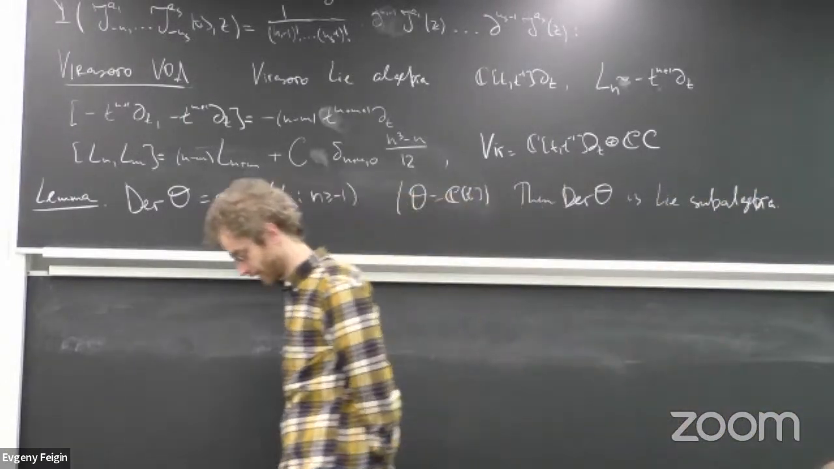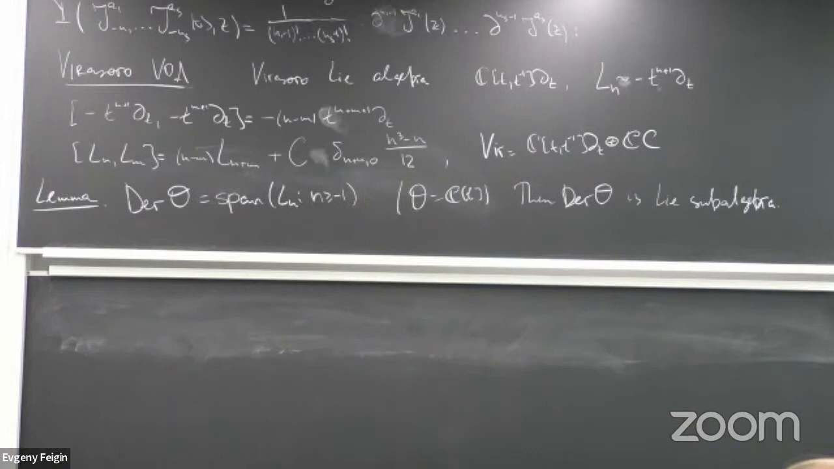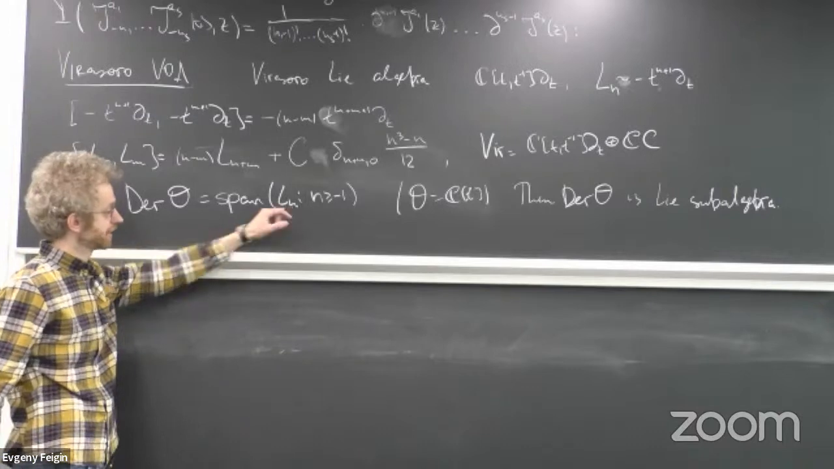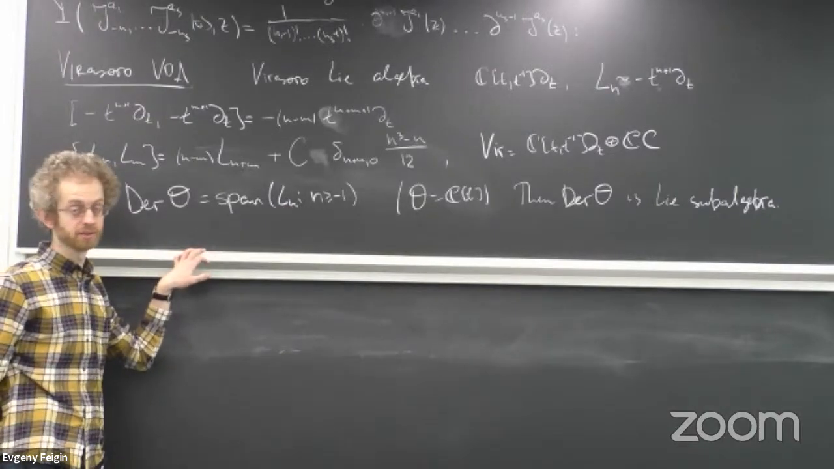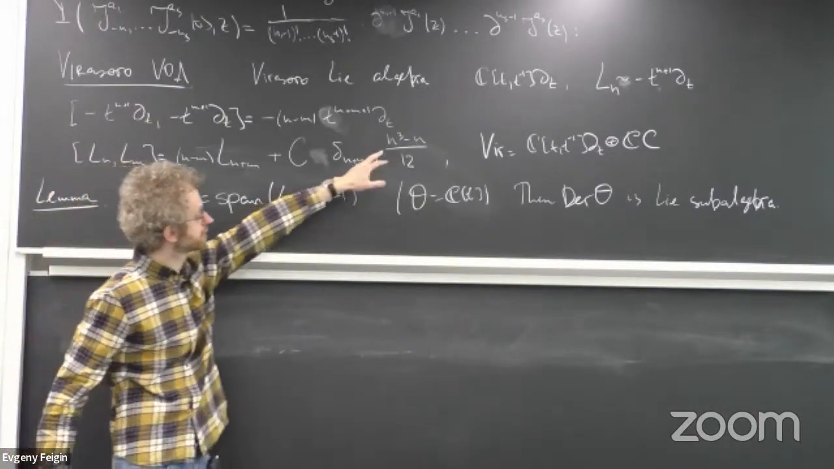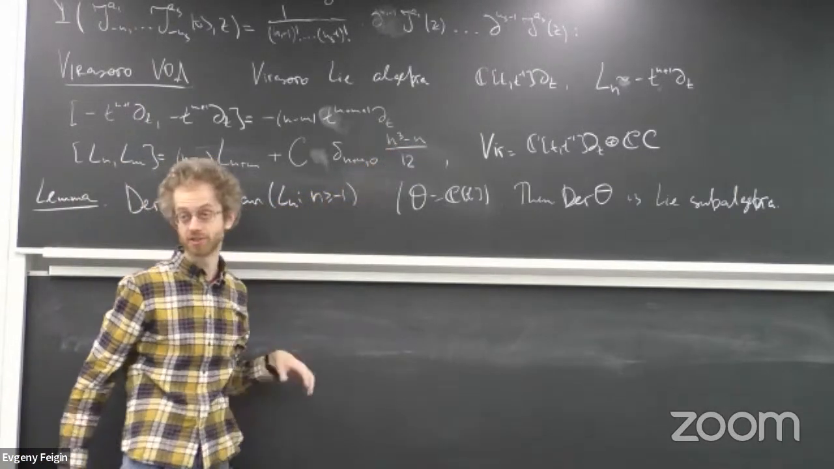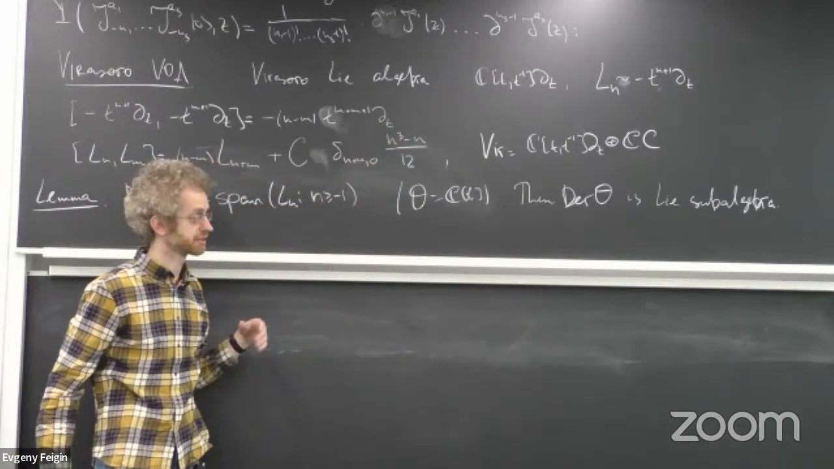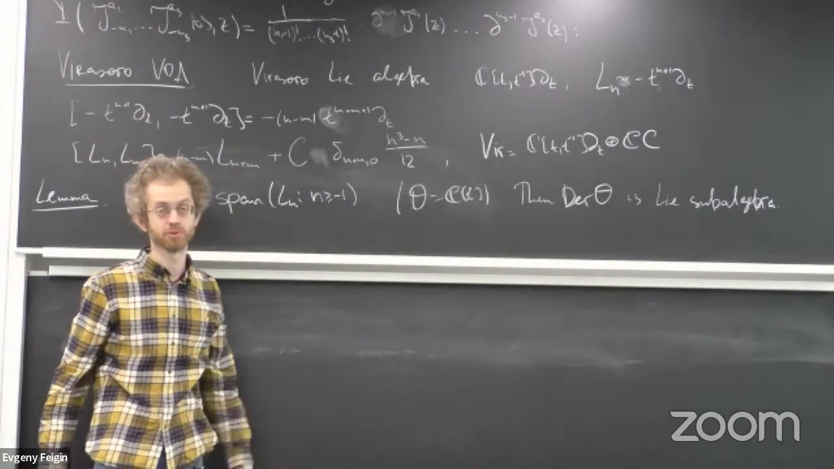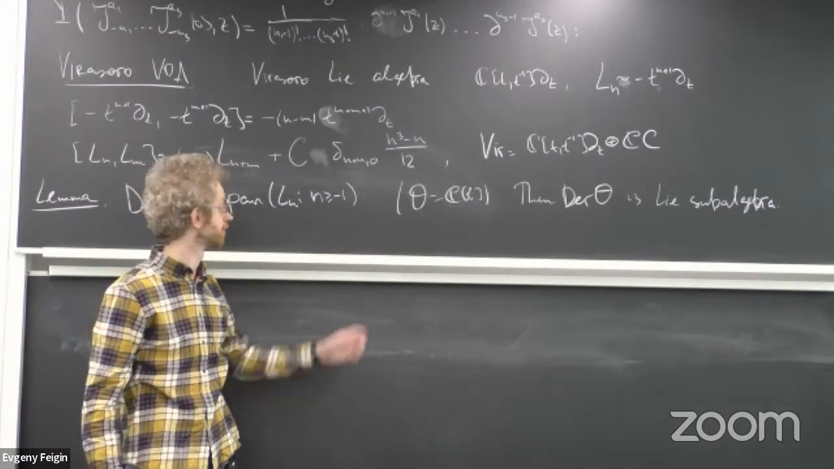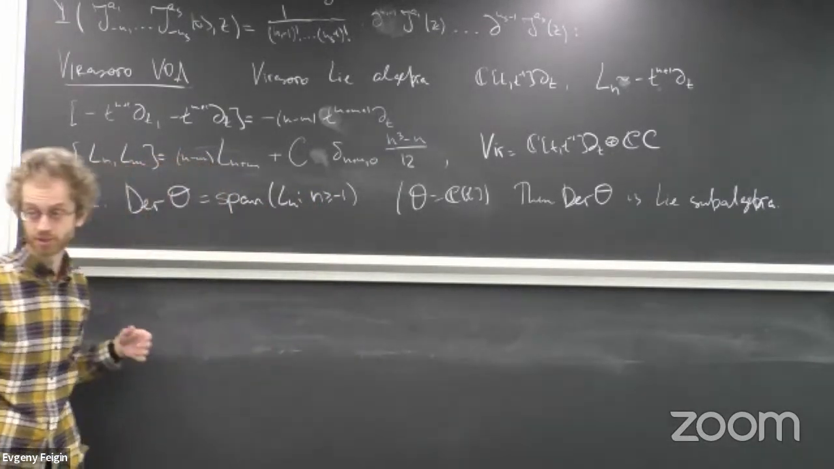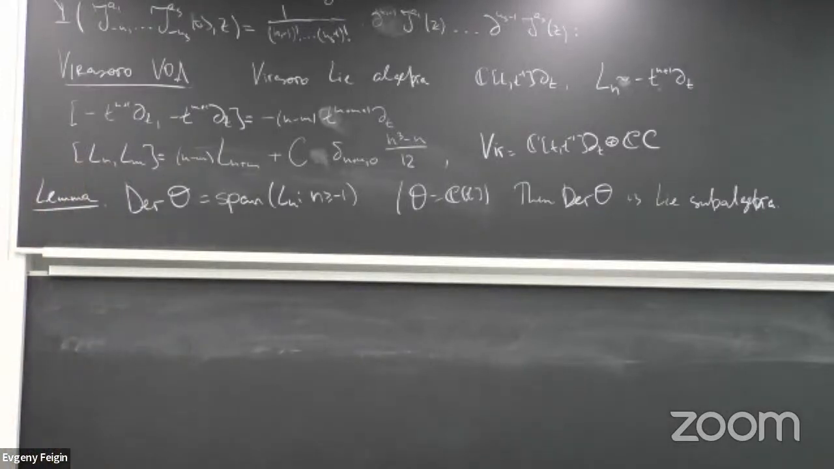It's easy to check. The only non-trivial thing is that you have L1 and L minus 1 inside, but you see that if n is 1, then this cancels. Therefore, you don't have a central extension if you compute a commutator of two elements from this subalgebra. So it's indeed a subalgebra. Okay.